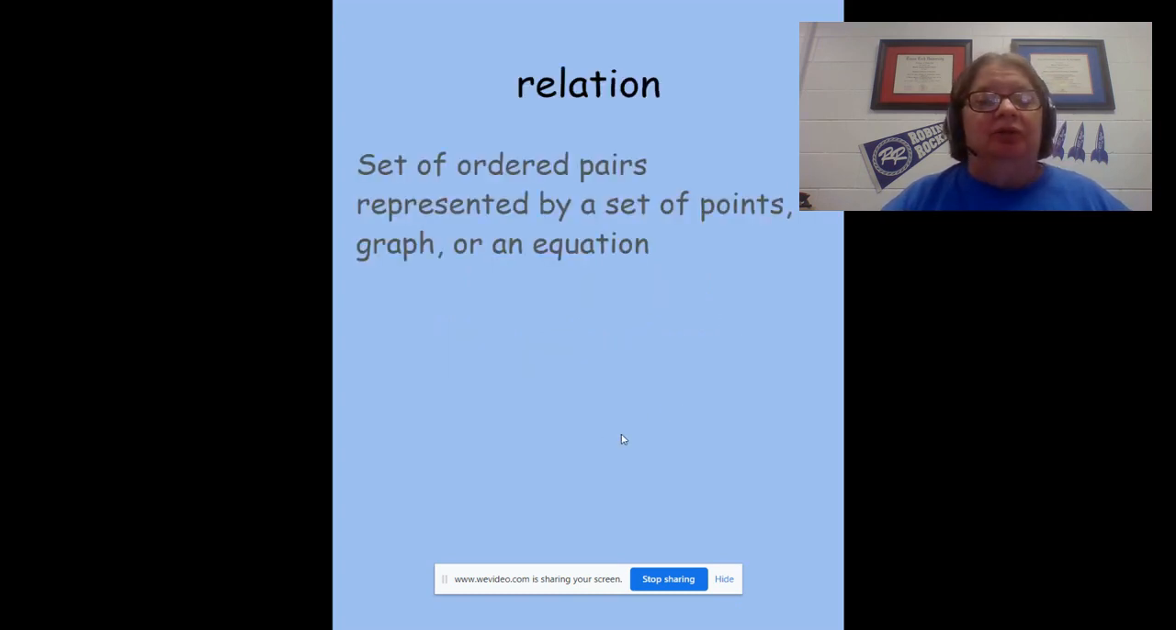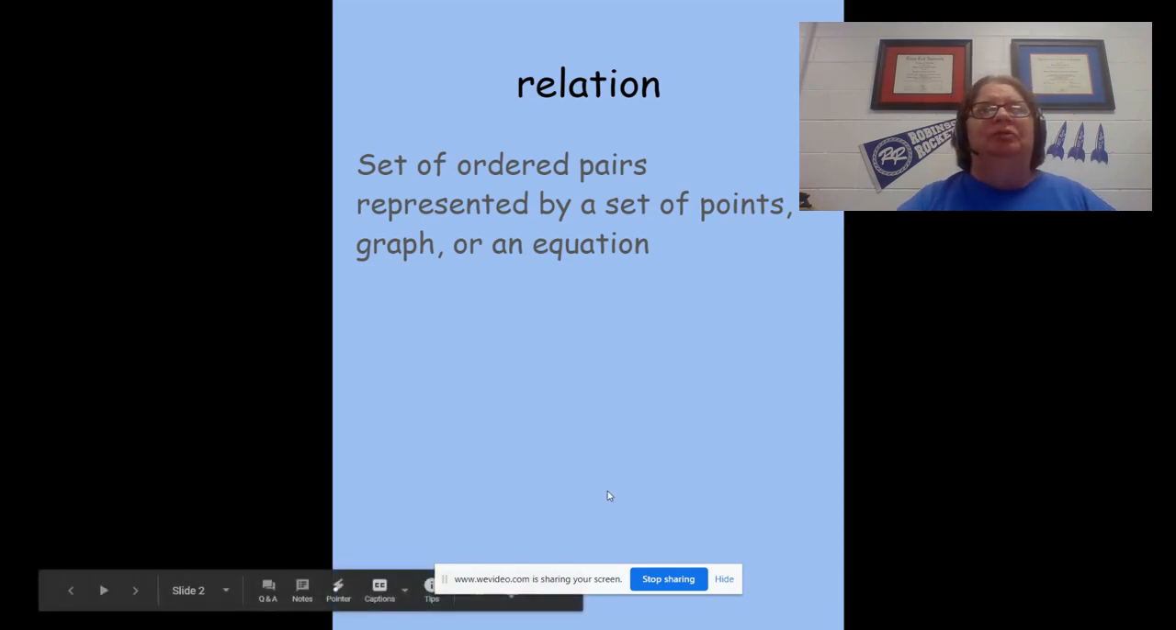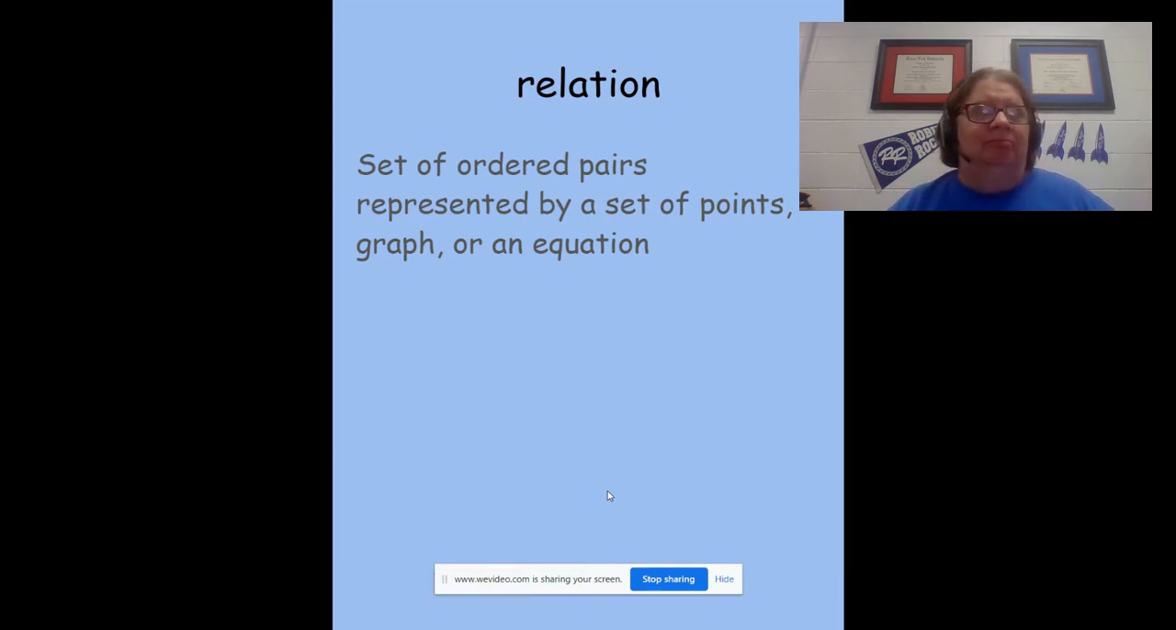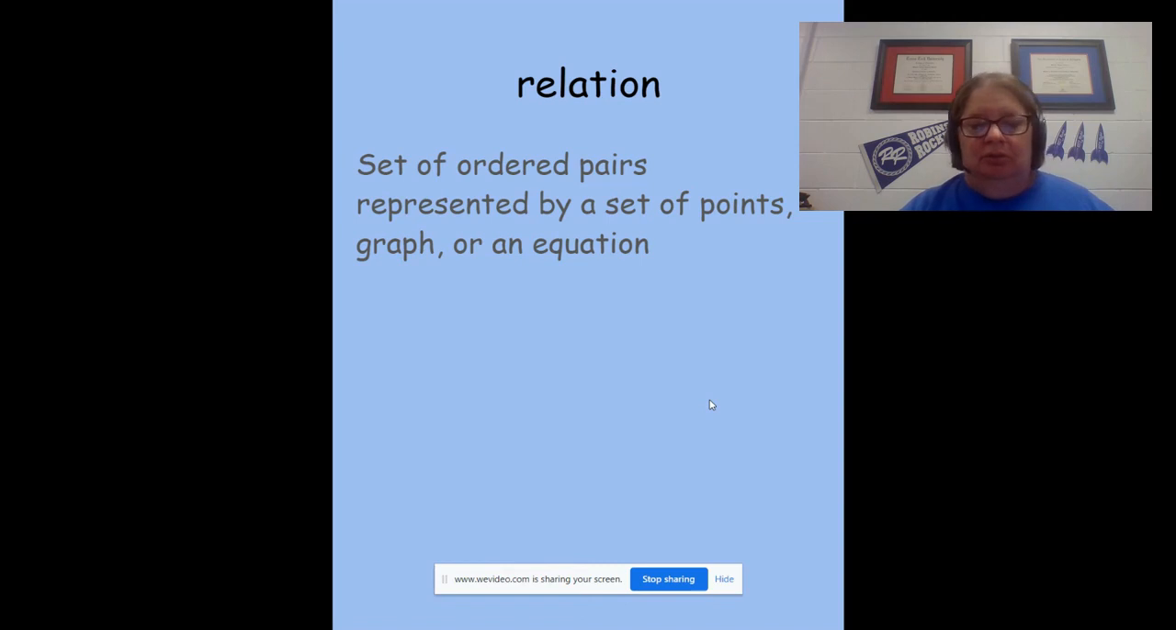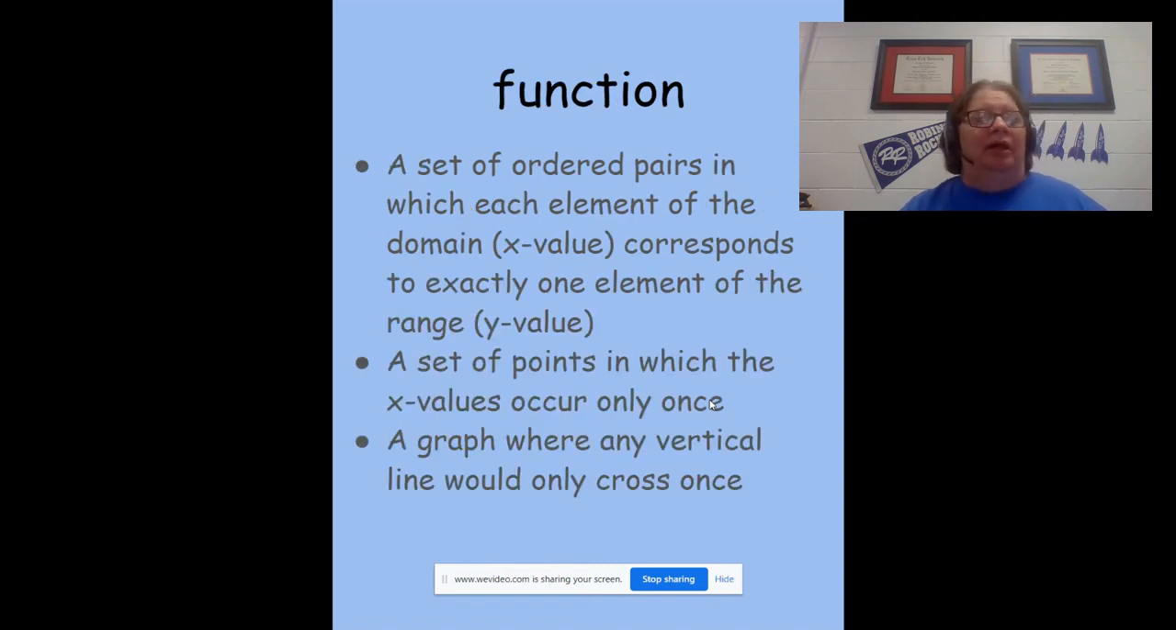Okay, so function vocabulary. The first one is relation. This word refers to any set of numbers. We're going to talk about what is a function and what's not a function, like we did with where do you stand. Every input has only one output. That's a function. A relation is any set of numbers. Your inputs can have as many outputs as they want. Any set of numbers can be represented by points, by a graph, by an equation. Any set of x and y values is a relation. Like we talked about in where do you stand, if each input only has one output, that's a function.